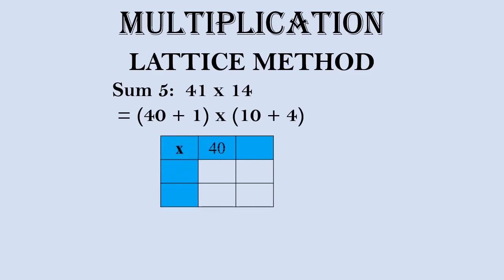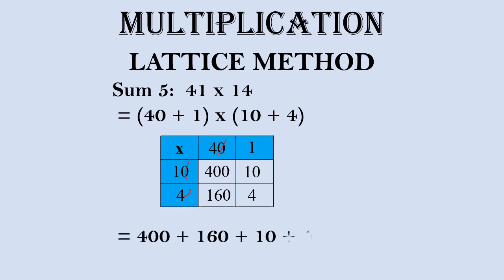The fifth sum, 40 plus 1 multiplied by 10 plus 4. Count the number of zeros, 1 and 2. Let's add 2 zeros over here first. And then 4 ones are 4, that's 400. 10 ones are 10. Now 4 multiplied by 40. 4 fours are 16 and add a 0 at the end. And 4 ones are 4. Again, we'll add the 4 numbers in the white boxes. 400 plus 160 plus 10 plus 4.